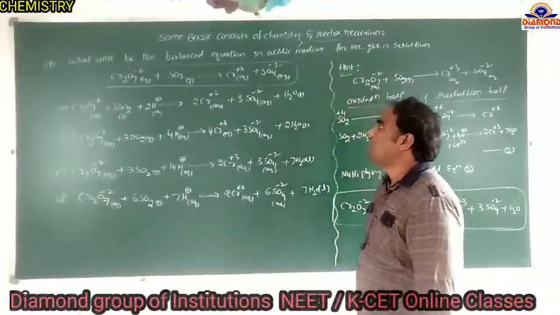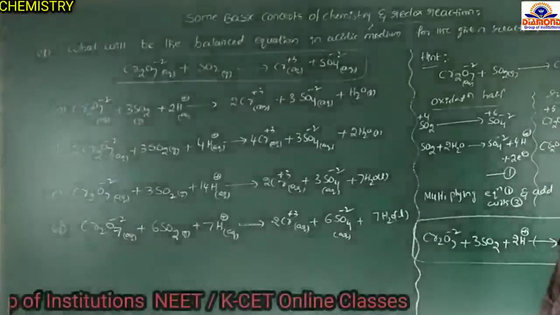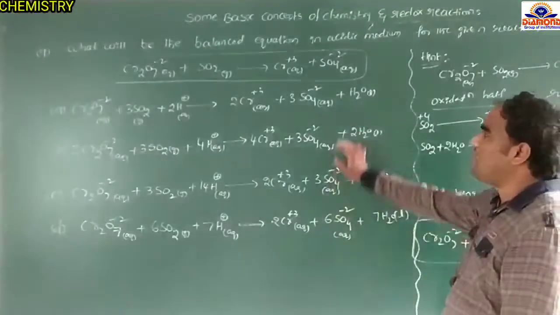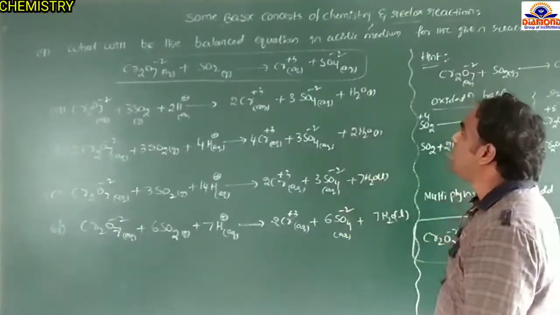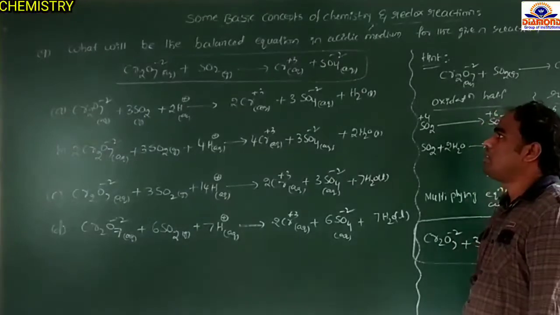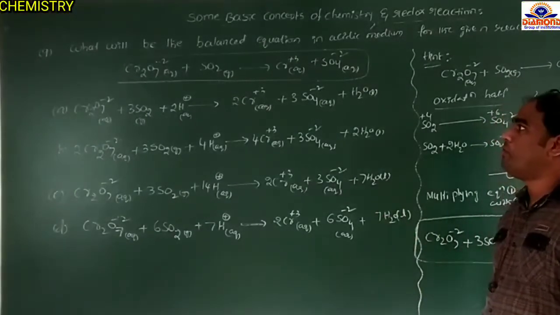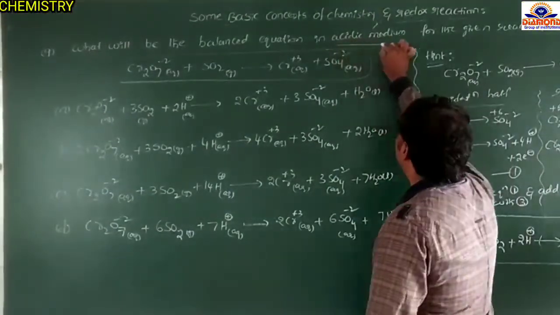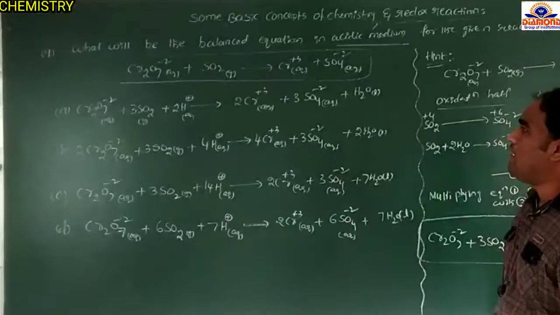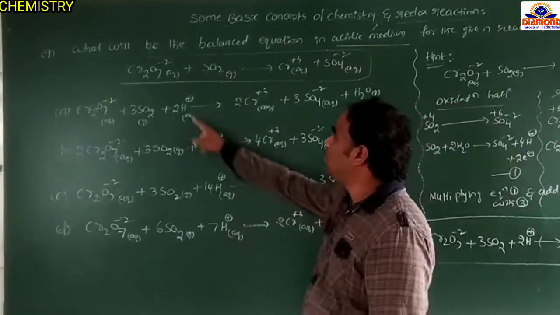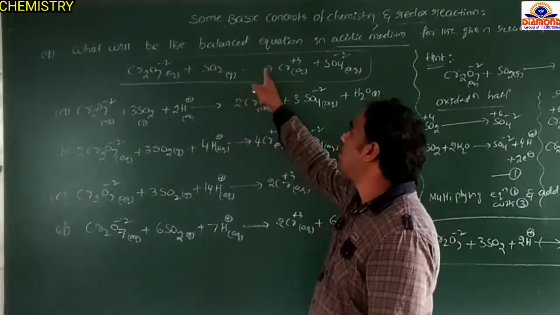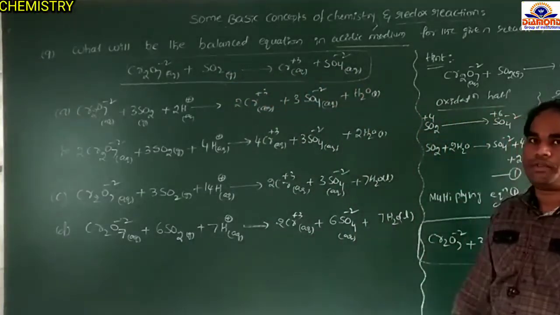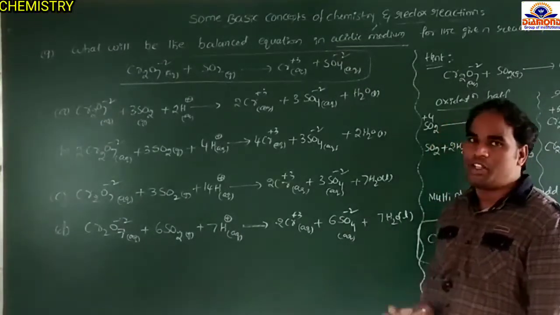Next, question number 9. What will be the balanced equation in acidic medium for the given reaction? This is the given reaction, an unbalanced equation, but we are going to balance it in acidic medium. The equation is Cr2O7 2- aqueous plus SO2 gas converts to Cr 3+ aqueous plus SO4 2- aqueous. This is the unbalanced equation.